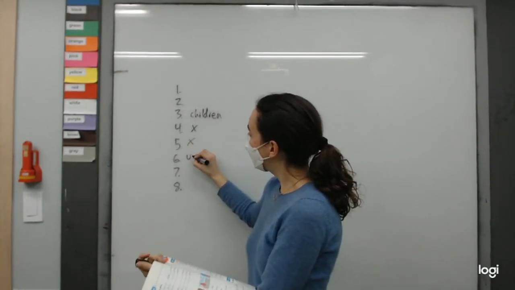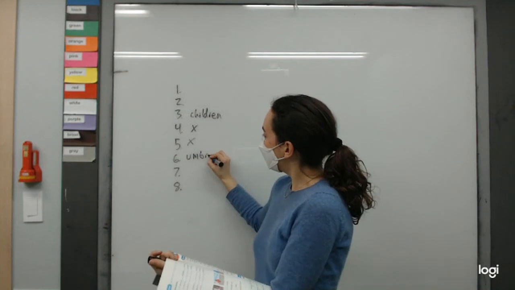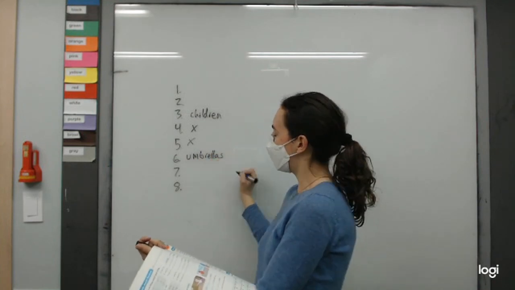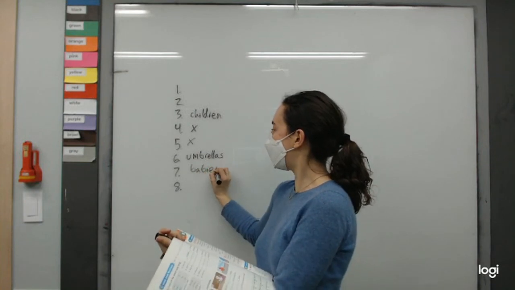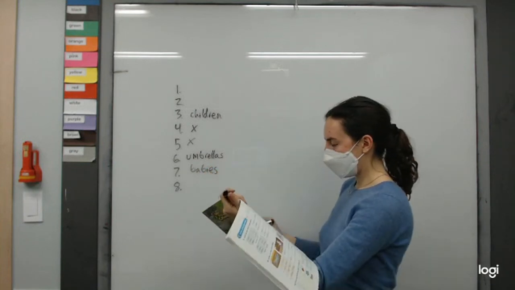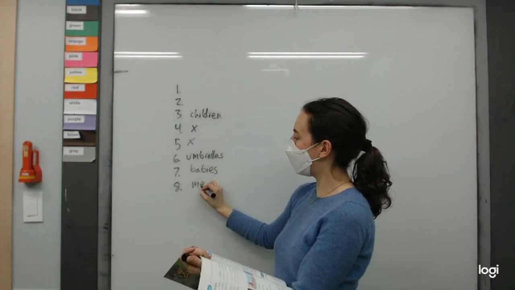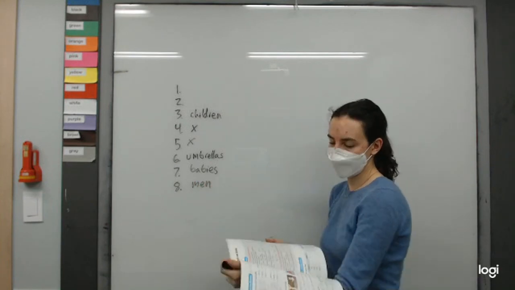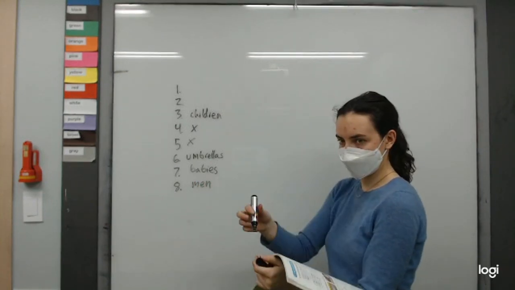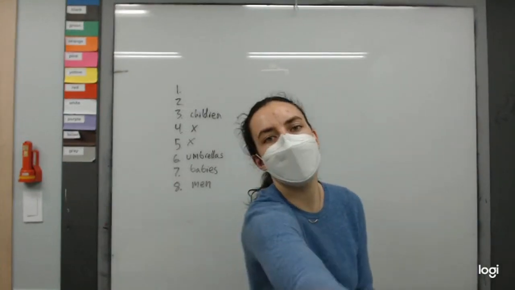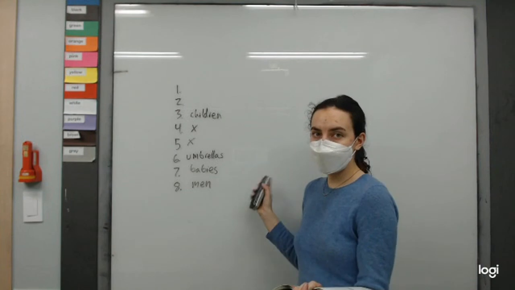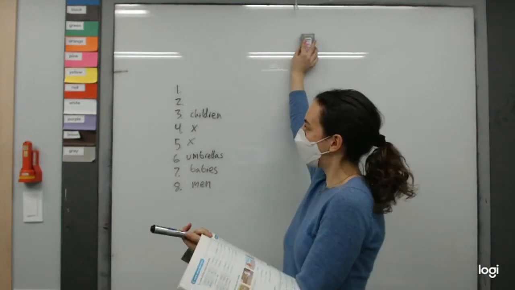Umbrella is regular, umbrellas. And babies, IES. And man is special, it becomes men. Okay, when you finish checking your answers, please pause, check your answers, and I will erase.